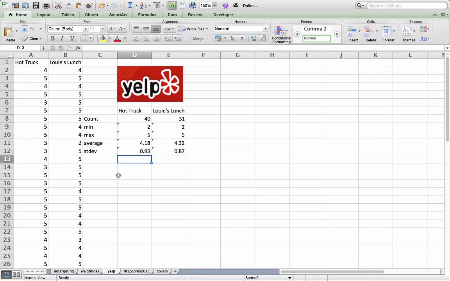So we see here that we have a few more reviews at the hot truck than Louis. The range of reviews is the same, 2 to 5 for each. But Louis is getting slightly higher average review at 4.32 versus 4.18. But as a function of this range, we see that there's quite a bit of spread across these reviews, that the standard deviation is almost a whole review. Right, so the question here is, for the Yelp population of reviewers for Louis and the hot truck, is 4.3 really different than 4.18? It's very skeptical because of the wide uncertainty in these values.